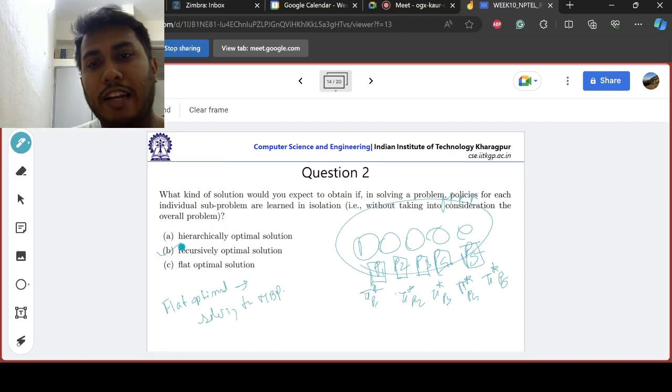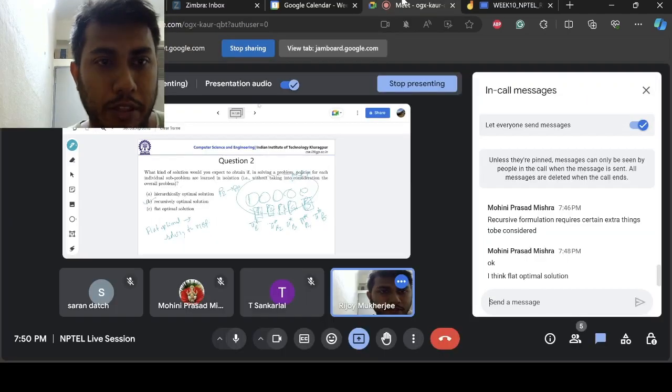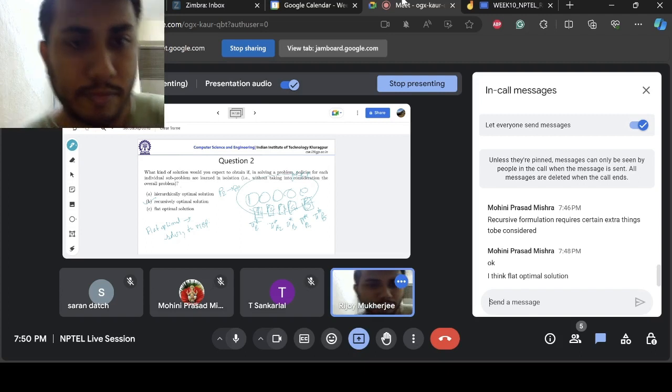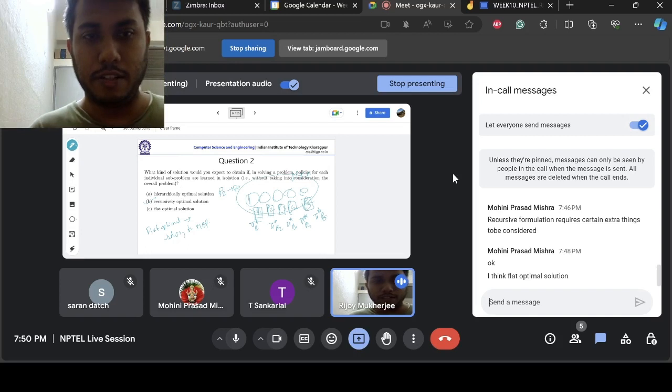What if it is hierarchical? What would happen is that a relation like P2 given P1 would have been there, right? Right. This is understandable, right? Why is it recursive?